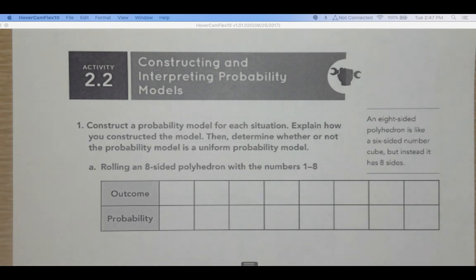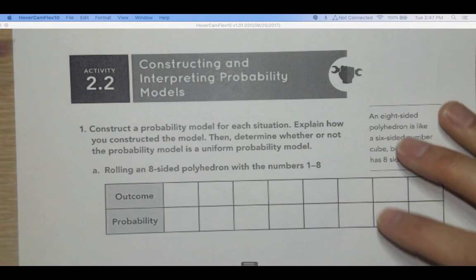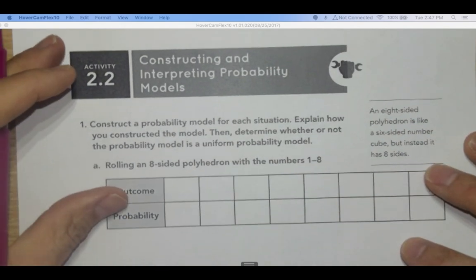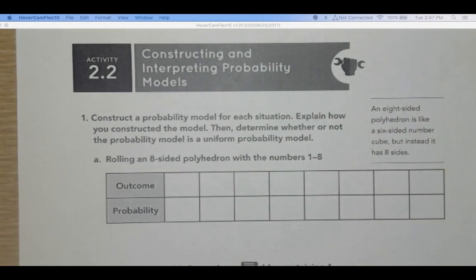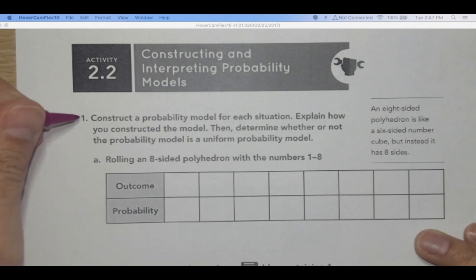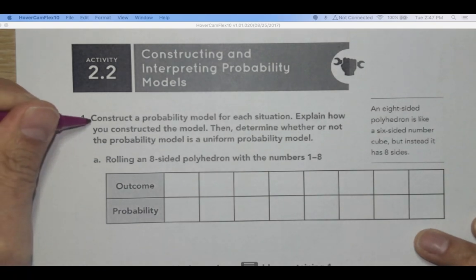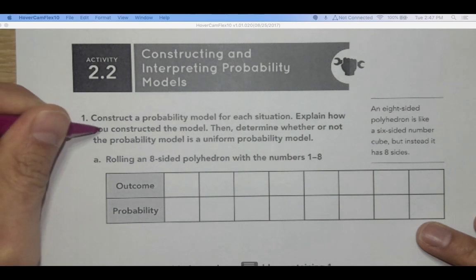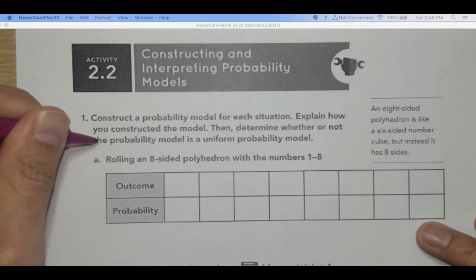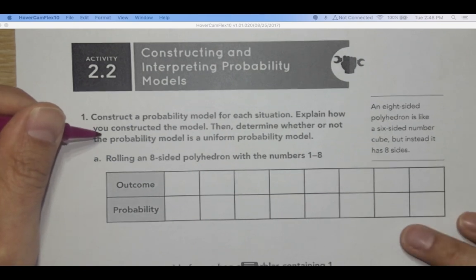All right, activity 2.2, constructing and interpreting probability models. Basically, a probability model is where we make a table showing what the probabilities would be. Number one, construct a probability model for each situation. Explain how you constructed the model. Then determine whether or not the probability model is a uniform probability model.